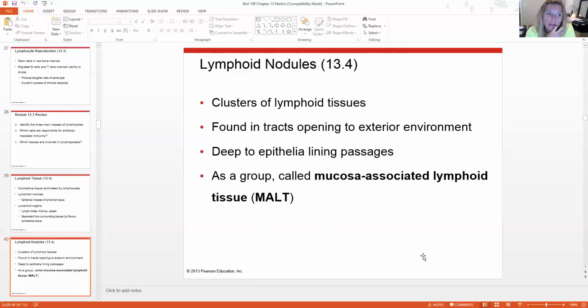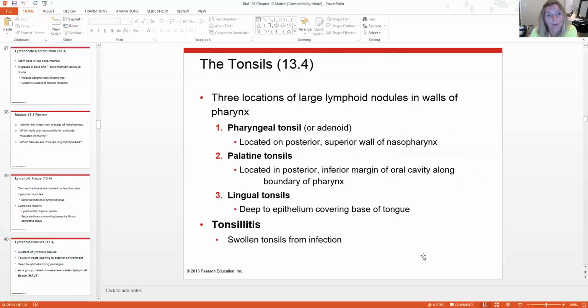So let's talk about lymphatic nodules specifically. These are clusters of lymphoid tissues. They're found in the tracts that open to the external environment, like in the mouth, rectal area, reproductive organs, ears, eyes, all the openings. They're deep to the epithelial lining of those passageways, and as a group, we call them MALT, mucosa-associated lymphoid tissue. So anywhere you have mucosa, like those openings, you're going to have lymphoid tissue there. It's meant to be one of your first defenses in your body, guarding that opening.